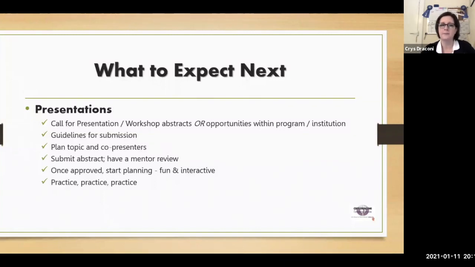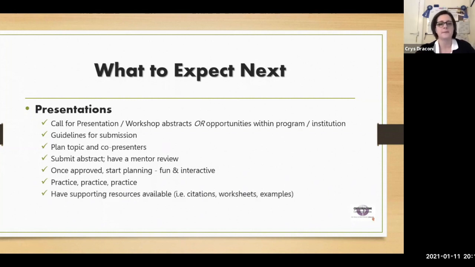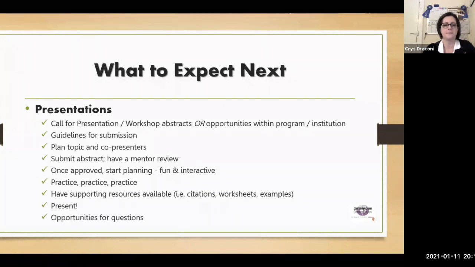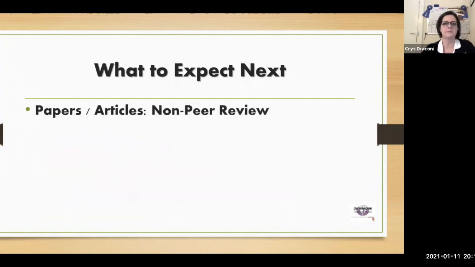Practice the heck out of it, because the more you practice it, the more you can say it in your sleep with your eyes closed, the more confident you are, and it will help you overcome that stage fright a little bit. Have supporting resources available, things like citations, worksheets, examples, resources, that sort of thing. And then you present. And then always allow opportunities for questions, discussion, and things like that, especially if you're talking about a topic that is very controversial, like the coordinator burnout is a good example.